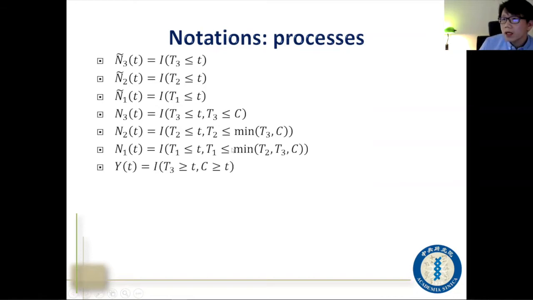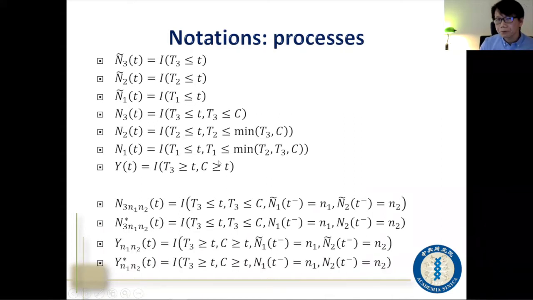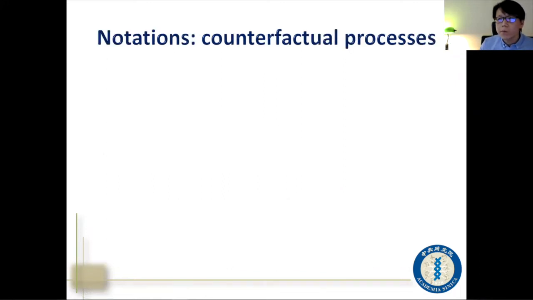And Y is the at-risk process of mortality, and 1 represents the subject still at risk for mortality. Okay. And for the at-risk and the event process of mortality, Y and N3, we further define a new conditional process. It is the process conditional on the liver cancer and the liver cirrhosis status, N1 and N2. And similarly for the at-risk process.